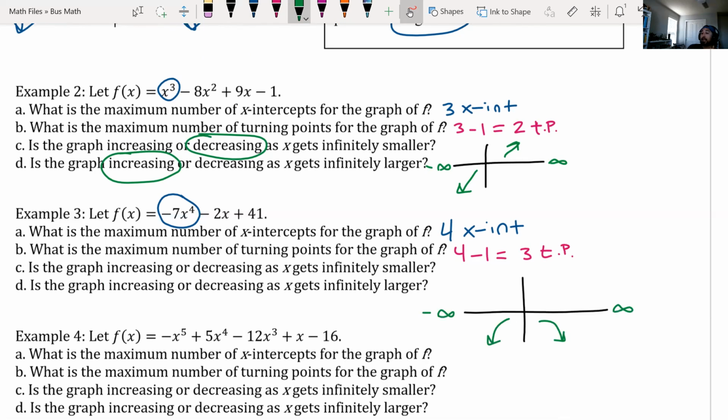Okay, so to answer the next 2 questions, it says, is the graph increasing or decreasing? So we're saying, are the y values increasing or decreasing as x gets smaller? So as x goes to negative infinity, we see that our y values are also going to negative infinity, which means they are decreasing.